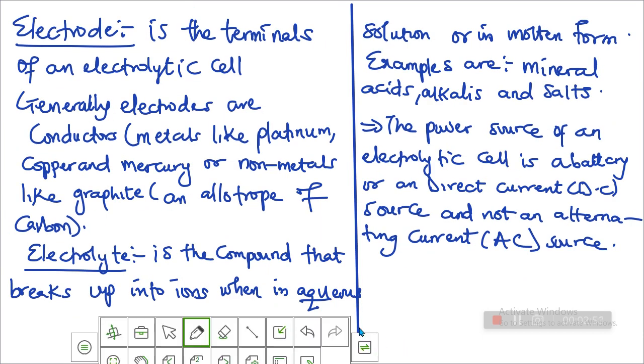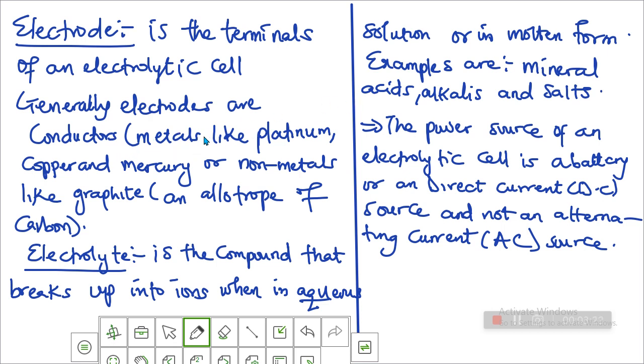Now let's talk about electrodes. Electrodes are the terminals of the electrolytic cell. We have two types of electrode, the anode and the cathode. I've told you earlier that the anode is the positively charged electrode and the cathode is the negatively charged electrode. Most of the time, the substances we use as electrodes are conductors, which are substances that conduct electricity easily.